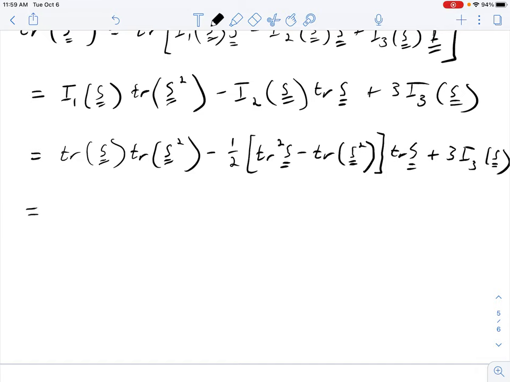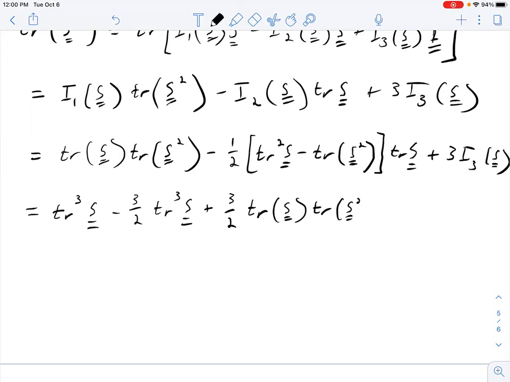All right, so that is equal to trace cubed of S minus 3/2 trace cubed of S plus 3/2 trace S trace of S squared, and then plus 3 I3.